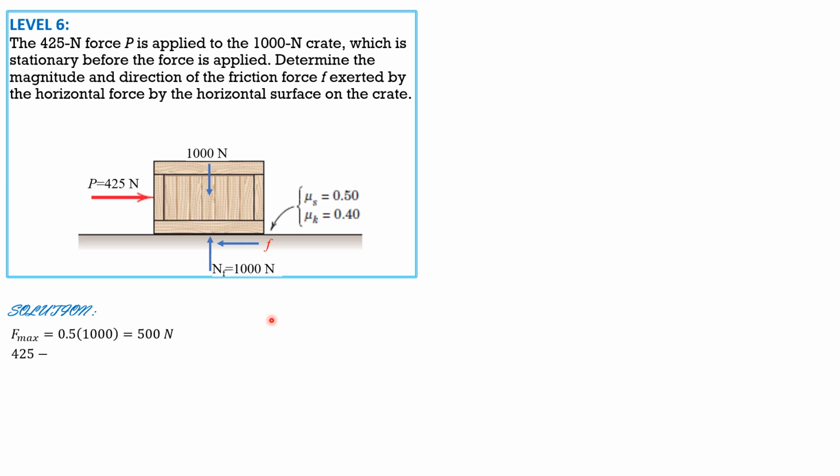So summation forces horizontal, 425 minus F equals 0. So F is 425 newtons, which is less than the maximum frictional resistance under the crate or the box, so that this will remain at rest. So therefore F is 425 because the box remains stationary, and it is leftward.